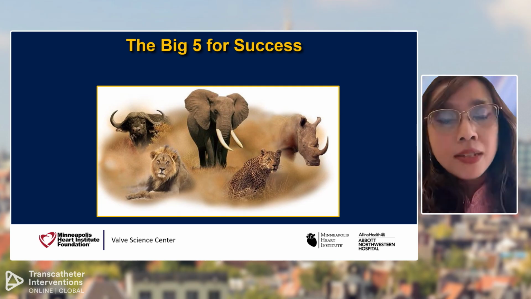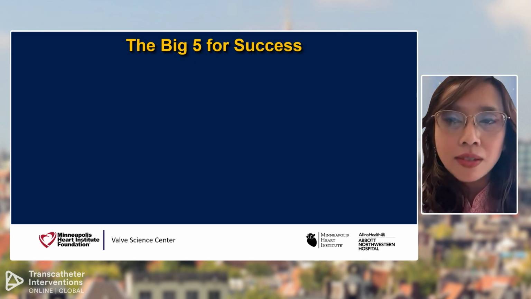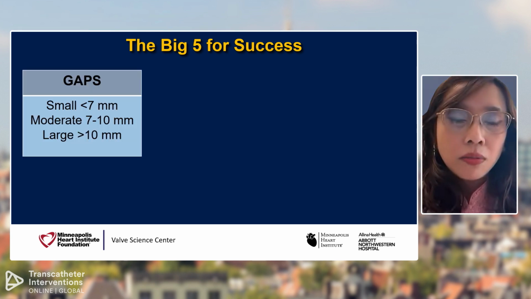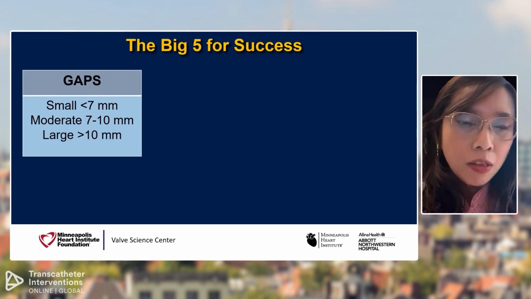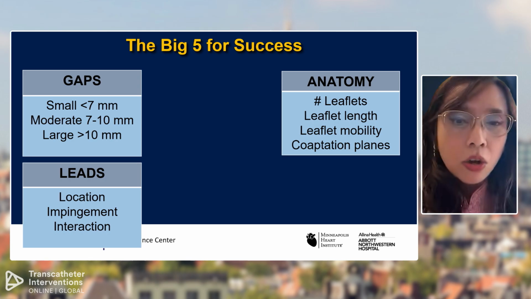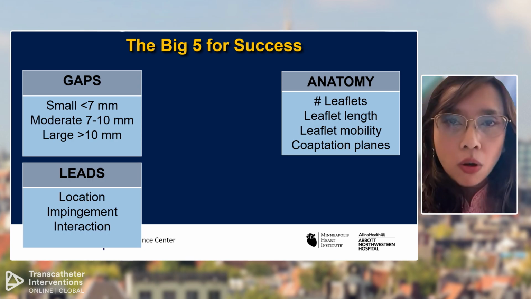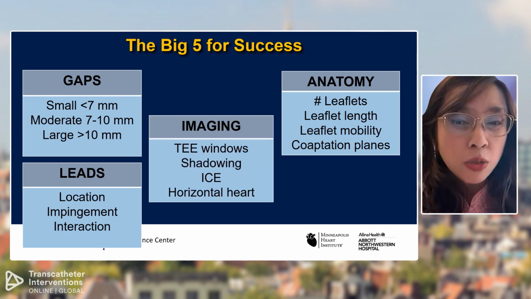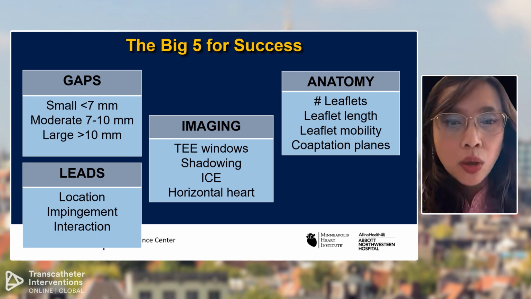But really down to TEE intervention, they're really assessing what are the big five for success. You've probably seen this before, an acronym that I came up with for the fellows. It is really looking at the gaps, appreciating the gaps, the anatomy, the length of the leaflets, suitability, the coaptation planes for TEER or replacement technologies, location of the leads: where is it? Is it impinging? Is it interacting with the subvalvular apparatus? And appreciating the windows. I'll show you cases after this where shadowing and the TEE windows are just not optimal. That is real life.